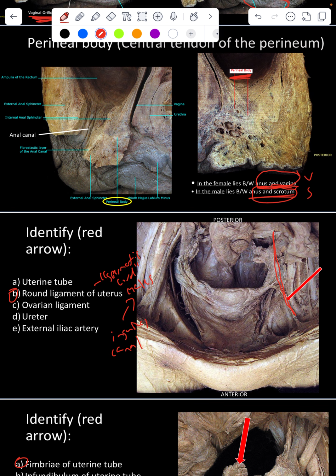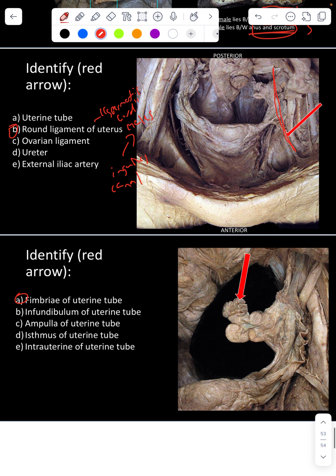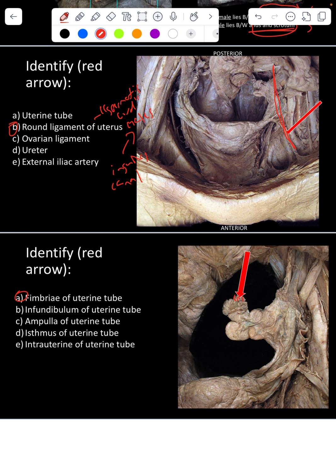A lot of the stuff I keep adding is clinical stuff, probably better for the written part. I'll just focus on the pictures here and the highlighted stuff she has. And then this right here, the little extra things at the end, are your fimbriae.